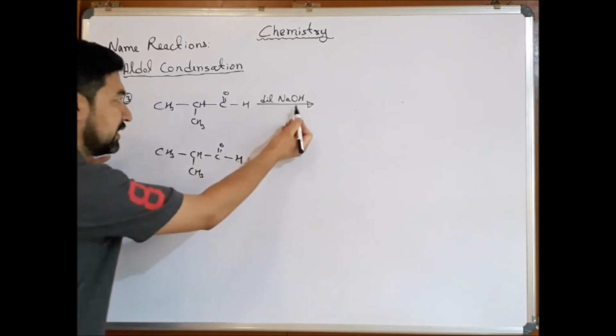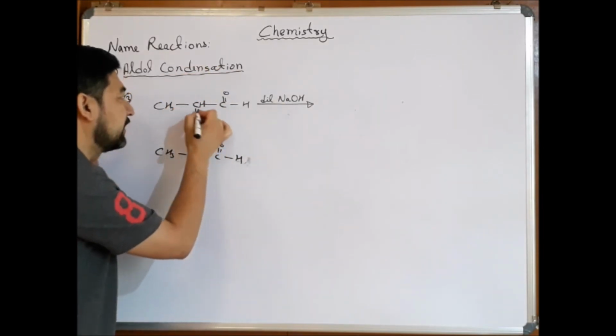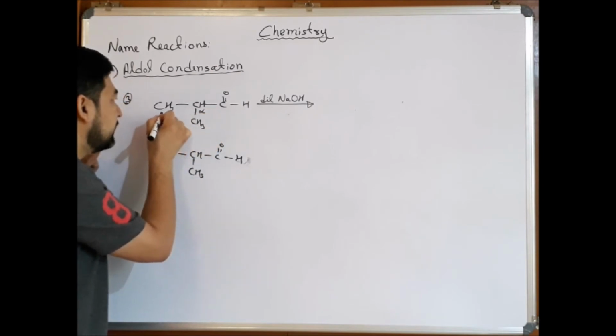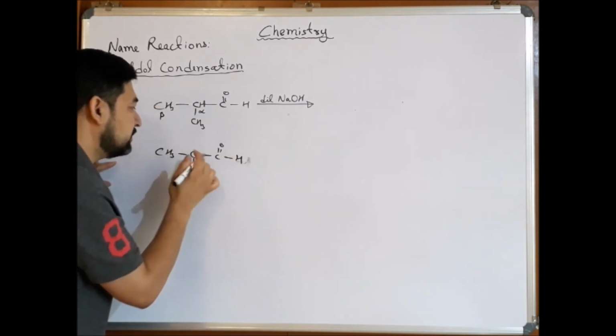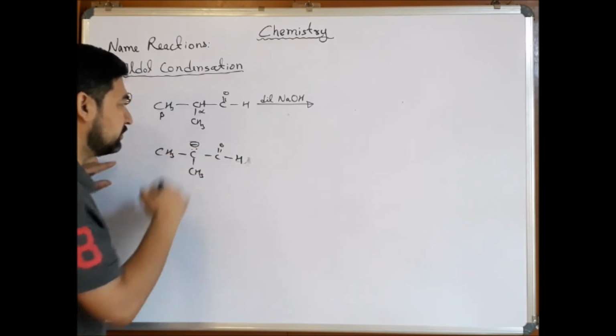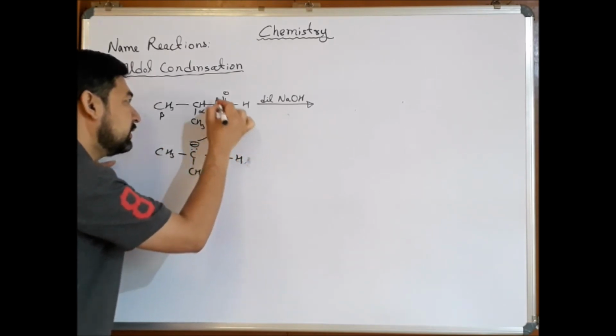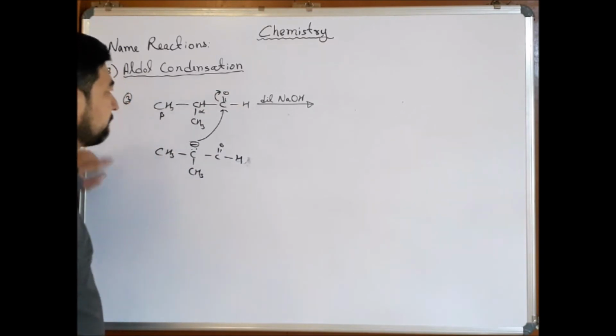Now this will abstract the alpha hydrogen. So this is the alpha carbon, and it has one hydrogen. So it will abstract it, so that means here there is a negative charge. Now this will attack here, and this will go up.